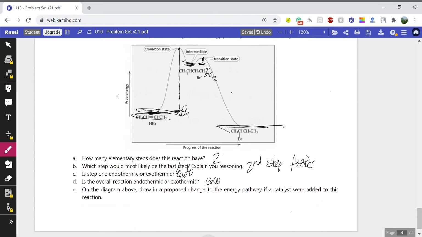Now finally we need to draw a proposed change to the energy pathway if a catalyst was added. Alright, catalyst added. All we need to do is lower our Eas. But remember, the energy of the reactants and products doesn't change. So we can start our line from here, and we can basically draw however we want. I think this will look good enough. And this will be our line, how our line will look with the addition of a catalyst.